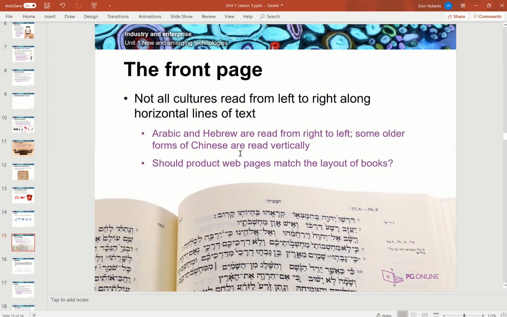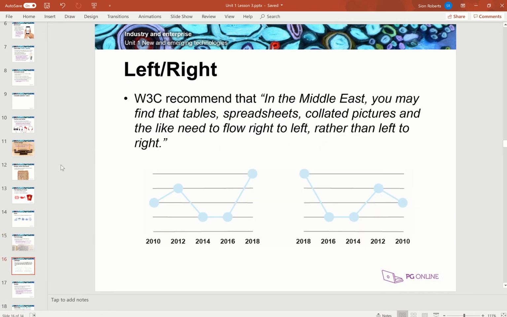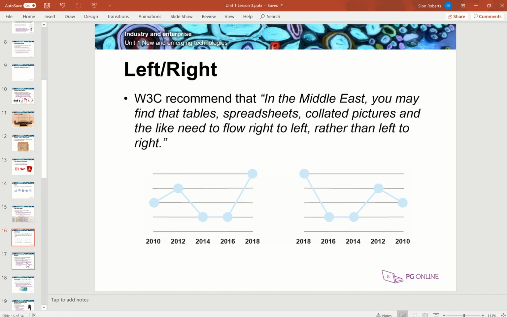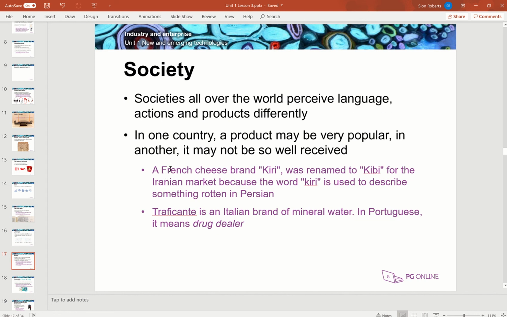In terms of text, so in terms of typography, in terms of graphic design, we're thinking about, are we moving from left to right? How we design something, does it have a hierarchy? So where do our eyes immediately get grabbed to when we think about that? That's linking to that as well, left to right. And then we're talking about society. So society all over the world perceive language, actions and products differently. And that is that idea of colour, reading from different sides. And whilst in one country a product may be very popular, in another it may not be well received.